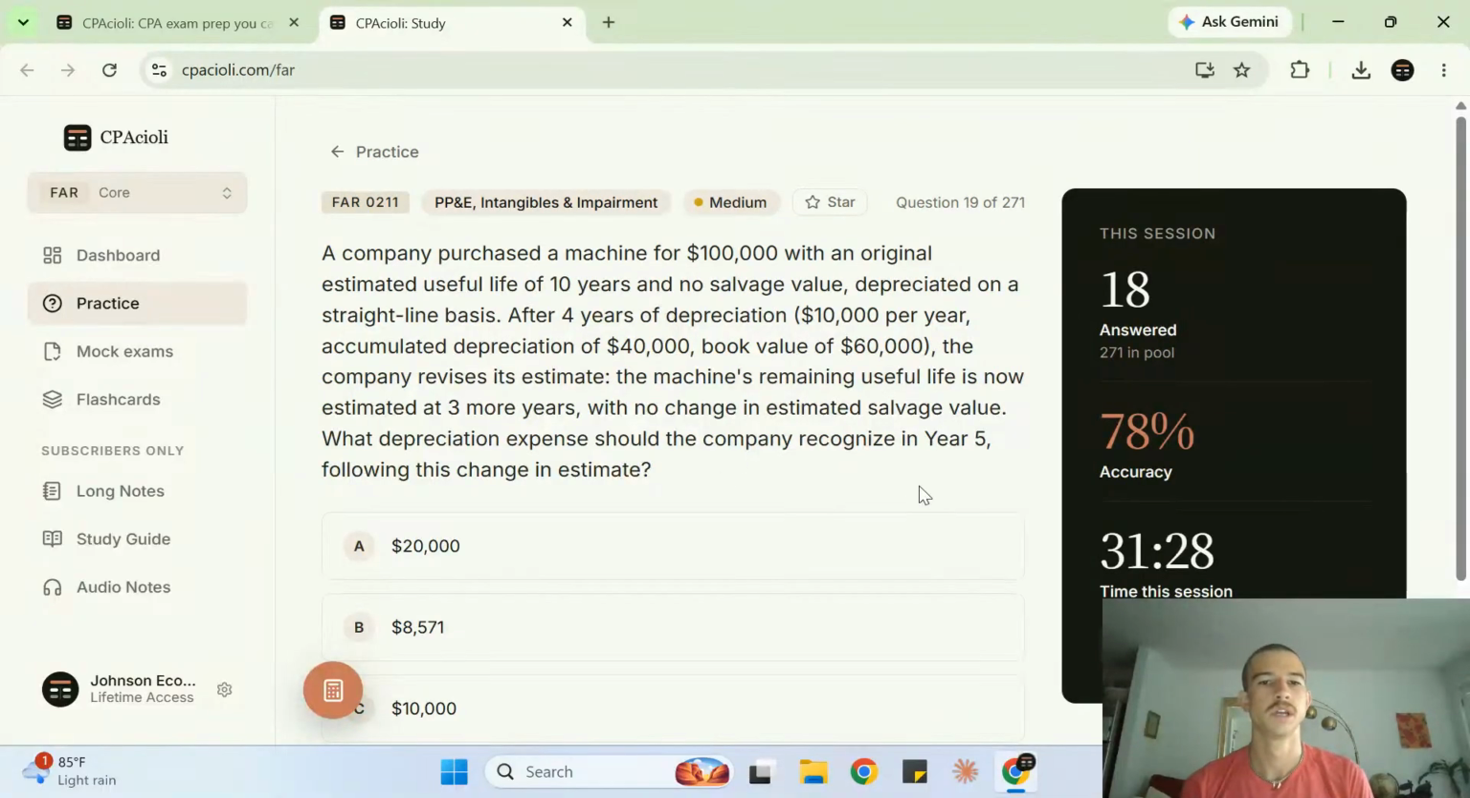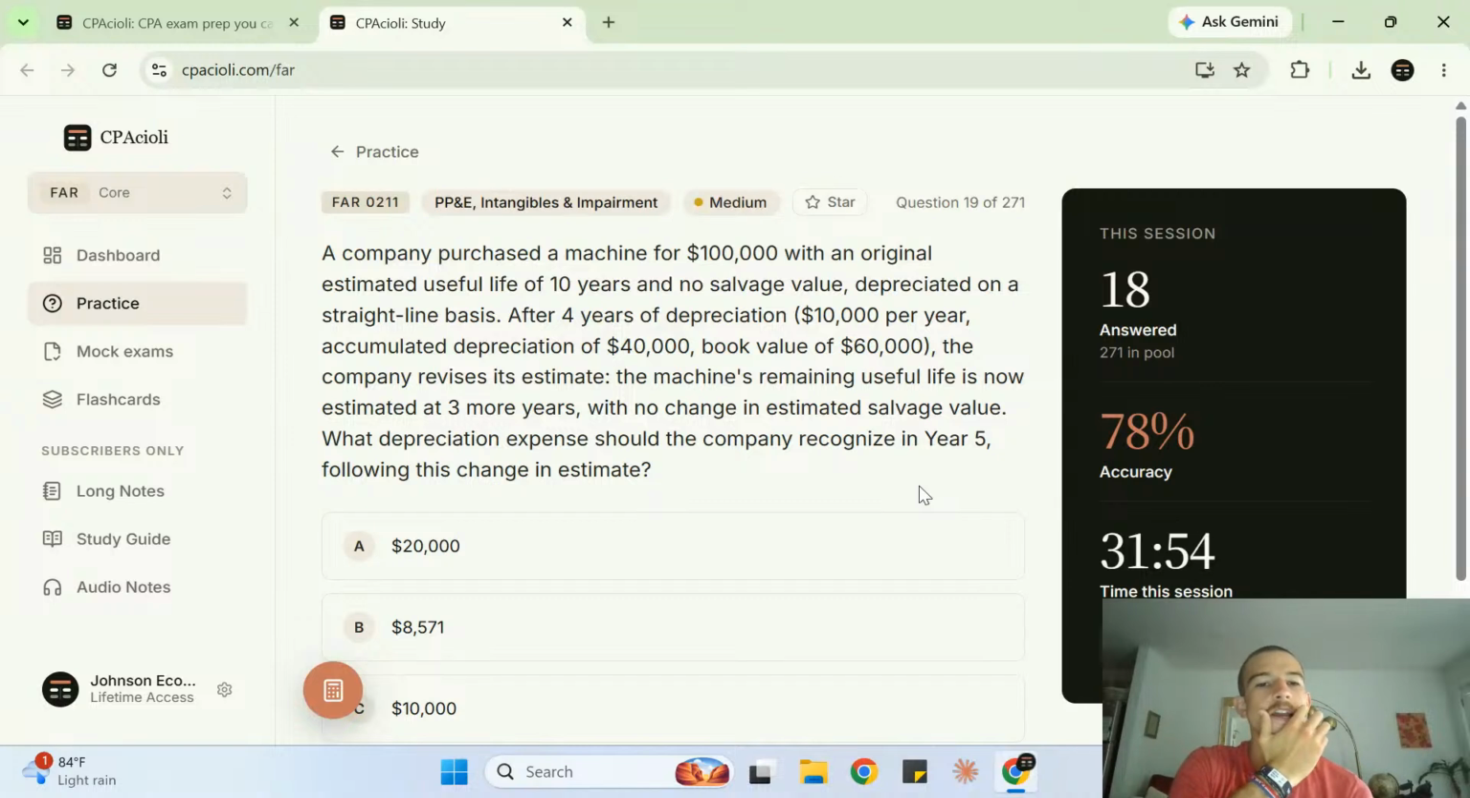Good to know. Company purchased a machine for $100. It's been about 10 years, no salvage value. Company revises estimate. The machine's remaining useful life is now estimated at 3 more years, with no change in estimated salvage value. Yeah, okay, that's pretty easy.